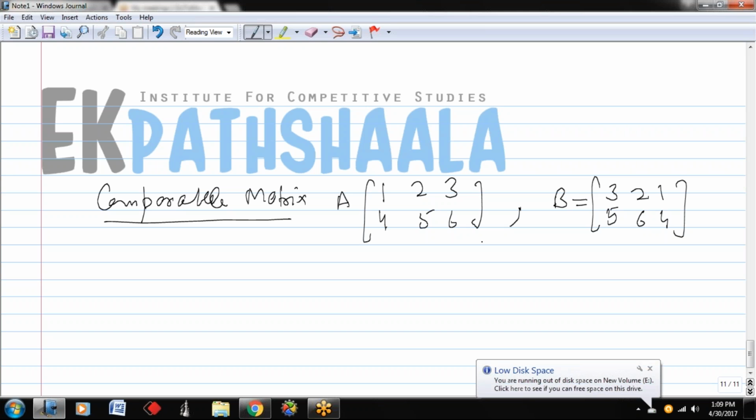The order of A is what? Abhi, what is the order of A? 2 cross 3. And Ishwar, what is the order of B? B is also 2 cross 3. So you can see that they are having the same order. That means they are comparable.